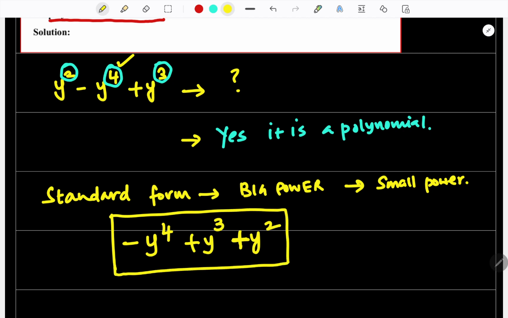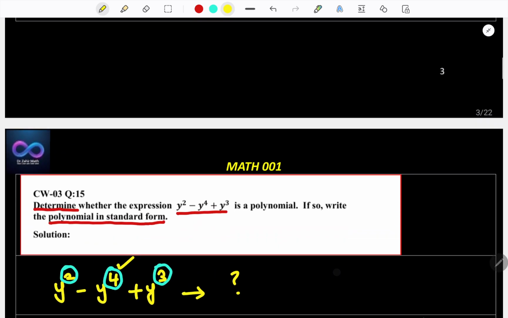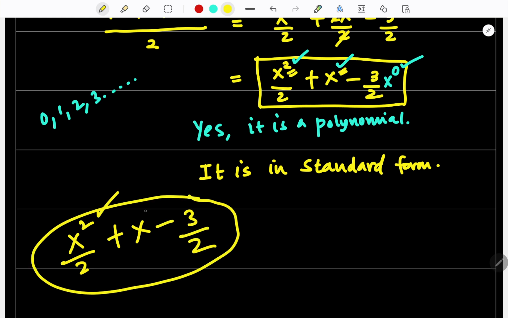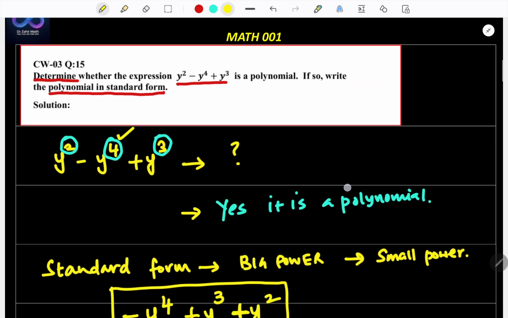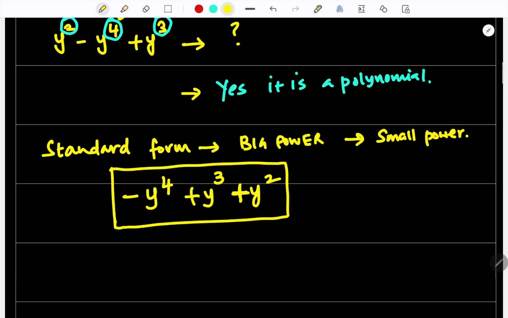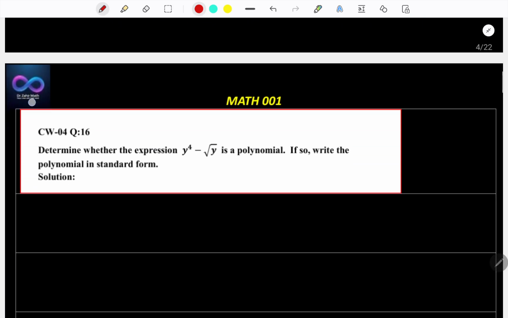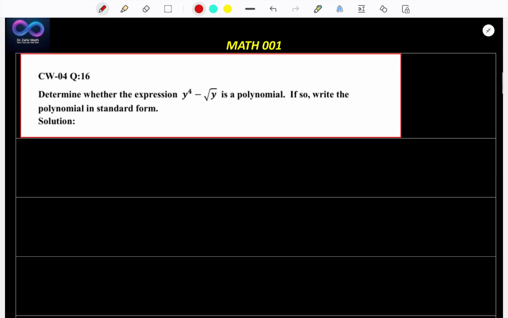Whereas in the previous question, standard form, we didn't write it. Why? Because it is already in standard form. Look here. First is x square by 2. Then the next is x. And the next is minus 3 by 2. Already the powers are 2, 1, 0. But here it is not like that. 2, 4, 3 is there. So now check it out. It is 4 and it is 3. It is 2. So this is called what? Standard form. Standard means order. Okay. Standard form. Right. Let's go to the next question. See how easy it is, right?